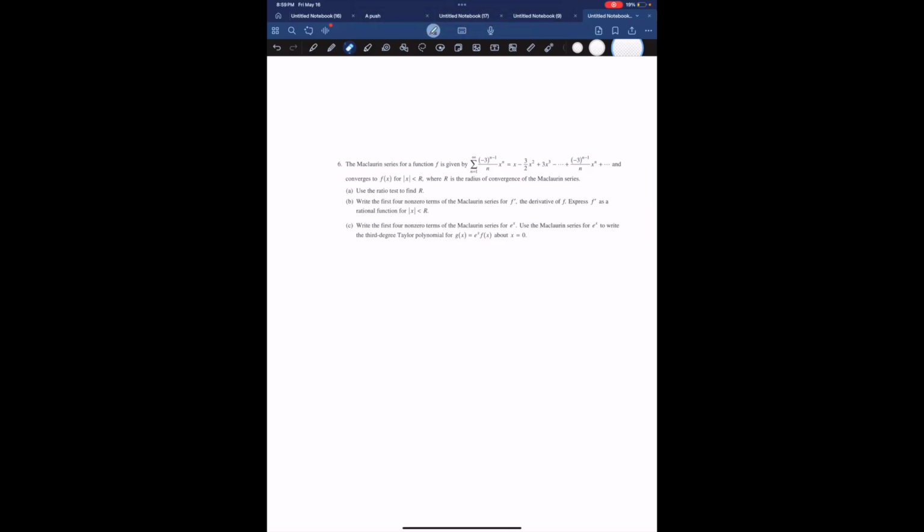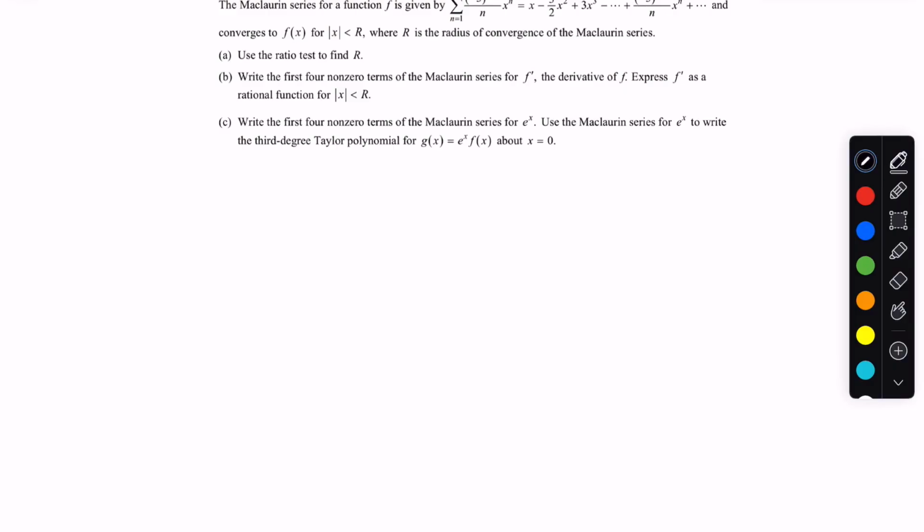And today we're going to cover 2015 AP Calc BC FRQ number 6. For this question, the Maclaurin series for function f is given. That's negative 3 to the n minus 1 power times x to the n over n. And that converges to f of x for absolute value of x is smaller than r, where r is the radius of convergence of the series.